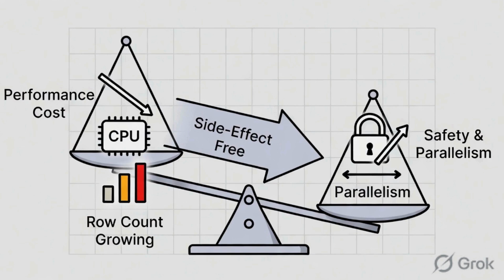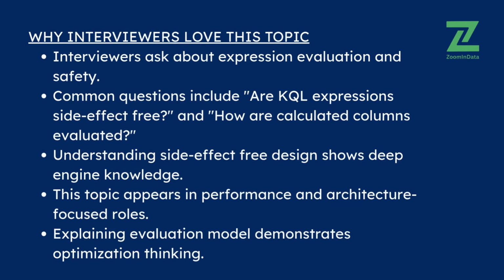Side effect-free design means expressions are pure, deterministic, and can't mess with state, so KQL can safely run them in parallel across thousands of nodes without surprises. The middle arrow tipping the scale, side effect-free. That's the genius philosophy. It gives up a bit of raw speed on large row counts to guarantee thread safety, predictability, and massive parallelism. You pay in per row compute, but you gain rock-solid reliability at scale. Worth it every time. Why does this topic matter in interviews?